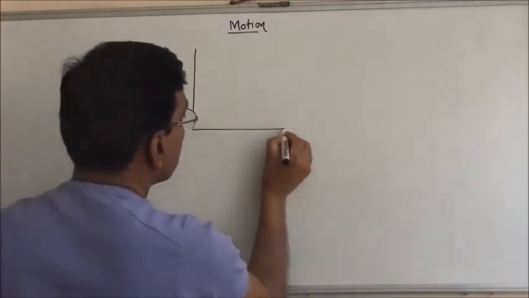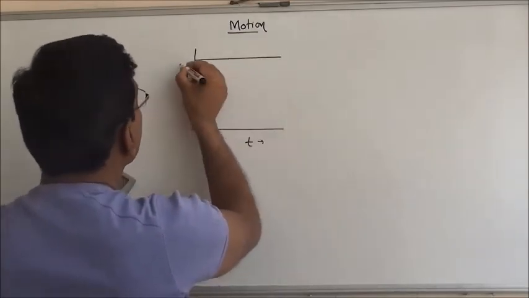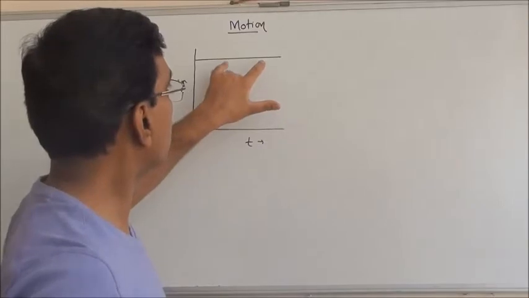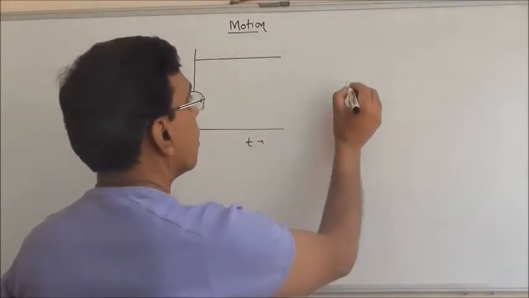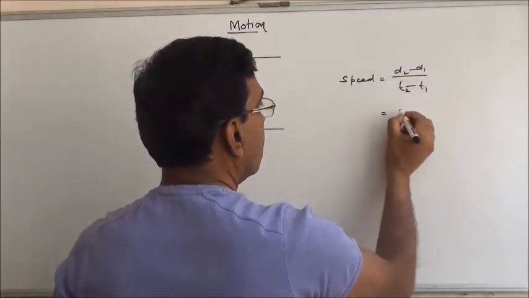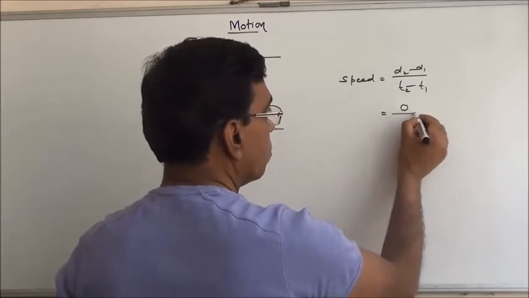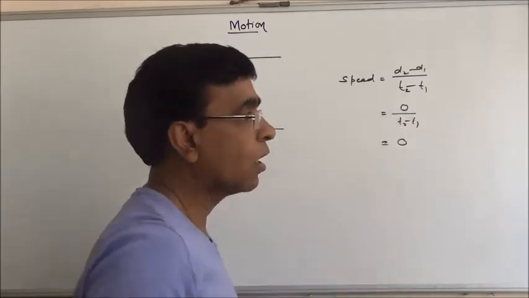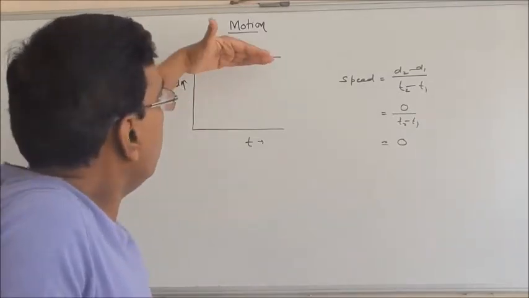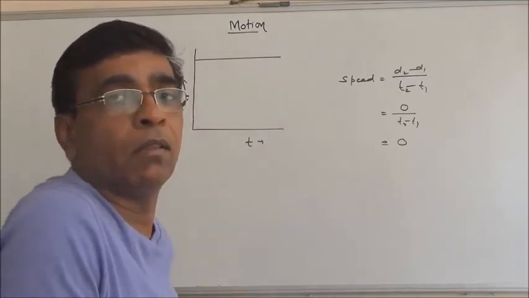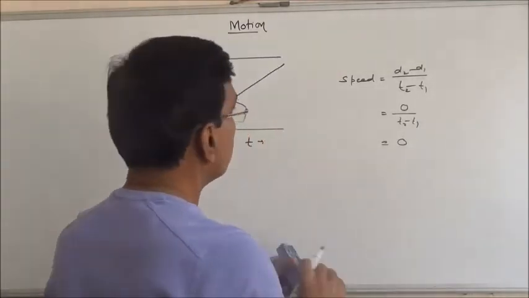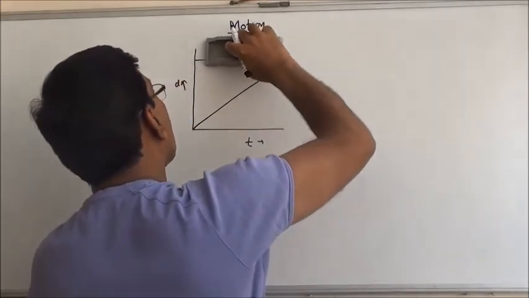Okay, now if I plot a graph like this, what does it mean? If I again take 2 points, what will be d2 minus d1 here? D2 minus D1 upon T2 minus T1, and this is 0 by T2 minus T1, so it is 0 actually. The body is not changing its position, it means it is standing, it is at rest. So a line parallel to time axis means the body is at rest. A body with this graph is moving with a constant speed.